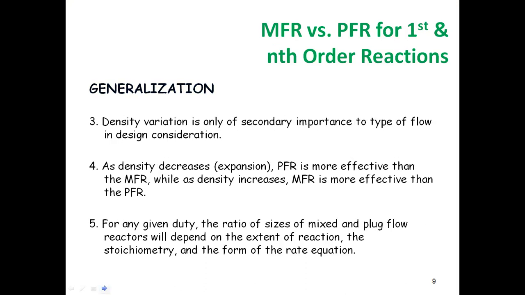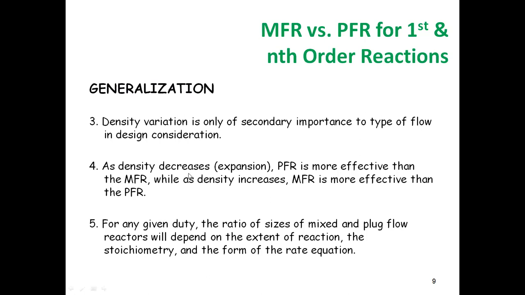Now we proceed. So density variation is only of secondary importance to type of flow in design consideration. Why is it only of secondary importance? Because you could see that the figure has only considered epsilon A for orders greater than 1 up. 1, 2, there is epsilon. But lower than that, you don't have the epsilon anymore. Meaning, the deviation of the ratio of the two, VM to VP, will not be really that pronounced. So, it's negligible.